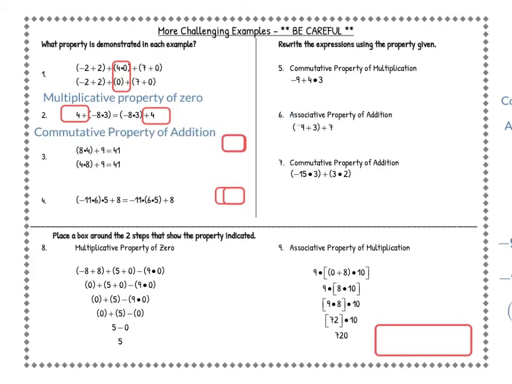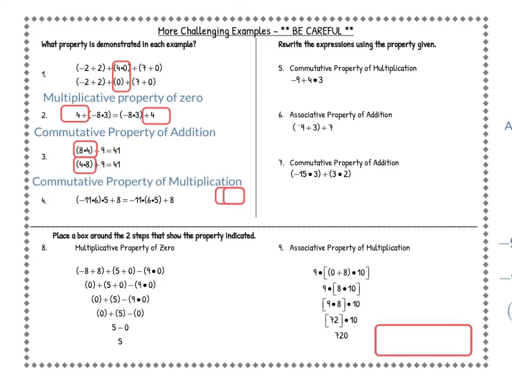The third example, I've got 8 times 4 plus 9 equals 41, and then 4 times 8 plus 9 equals 41. So the change is inside the parentheses. The parentheses stay around the same two numbers, but inside the parentheses, the 8 and the 4 switch places. So that's going to be the commutative property of multiplication.